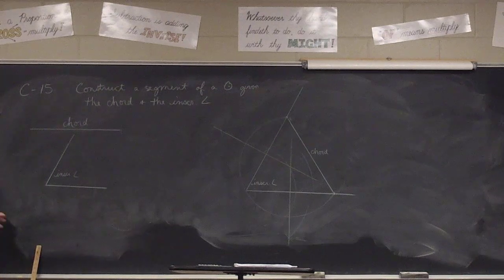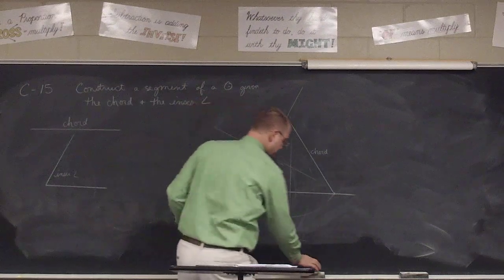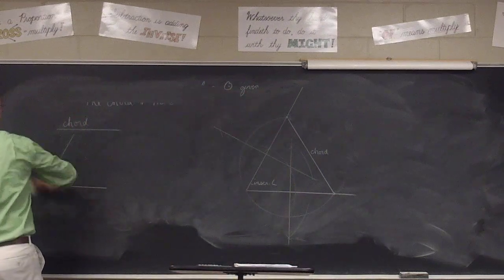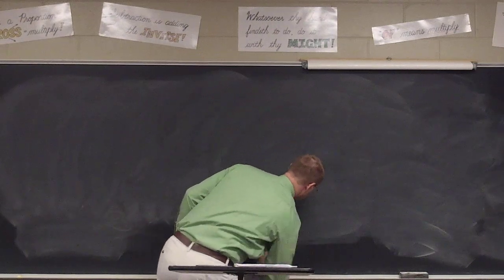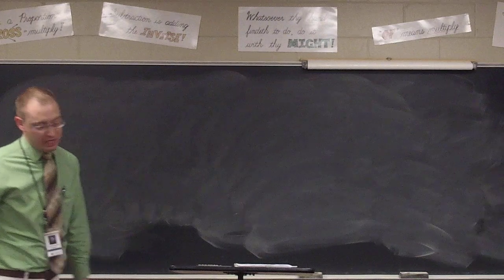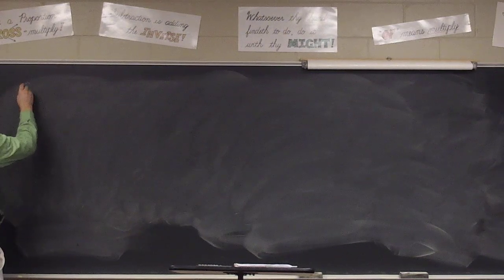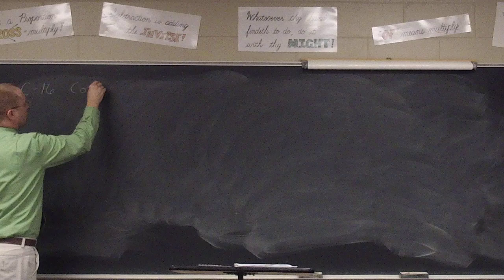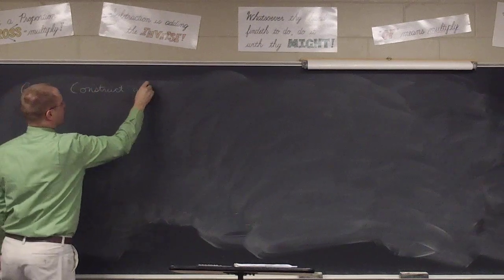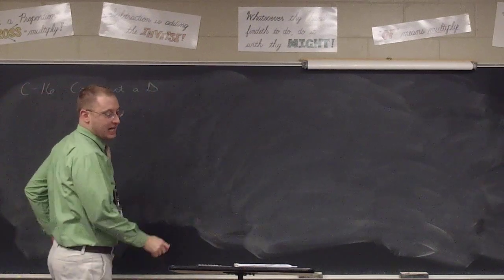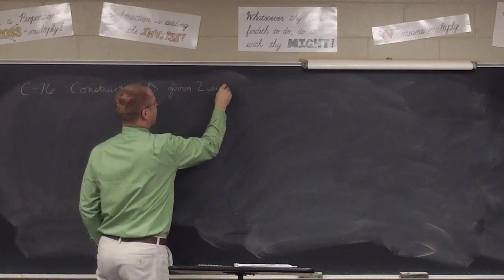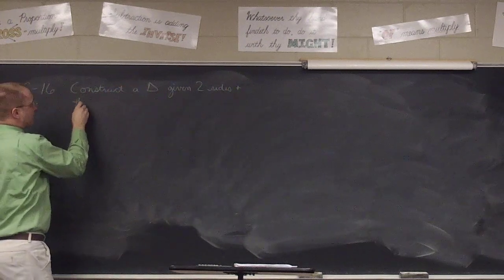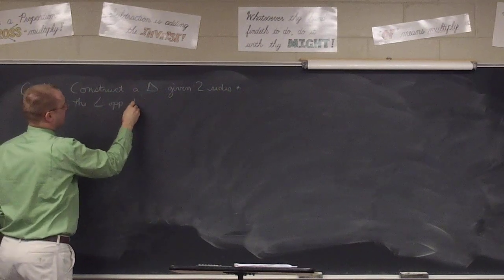Well, for sake of time, let's go ahead and just leave it where we're at. We do need to move on to construction 16. So, new sheet of paper, construction 16. Construction 16 is to construct a triangle given two sides and the angle opposite one side.